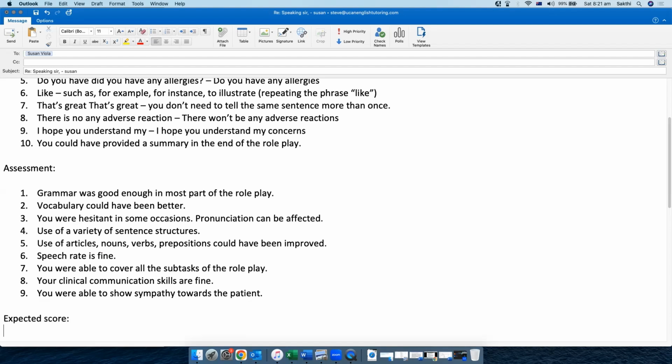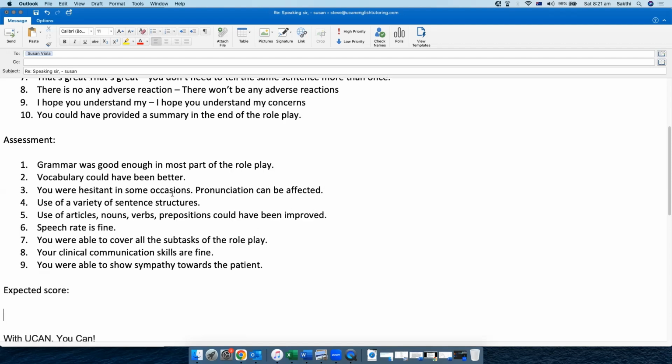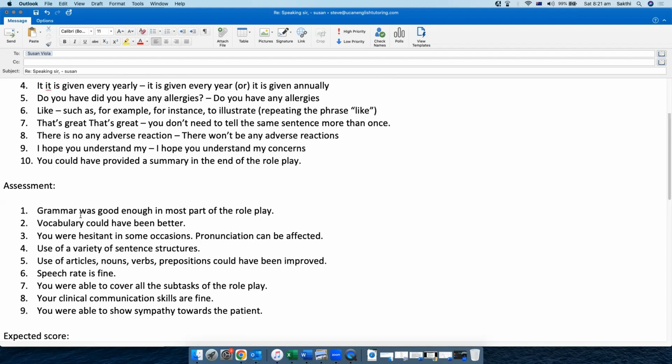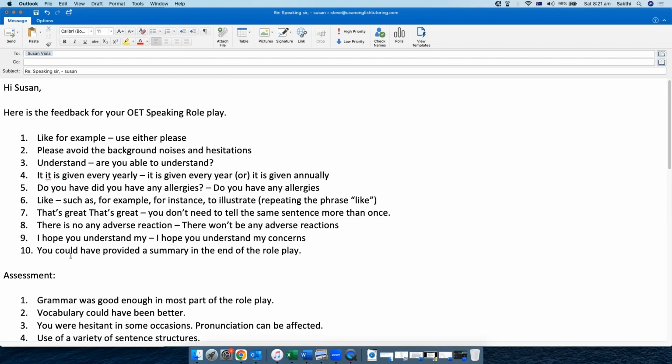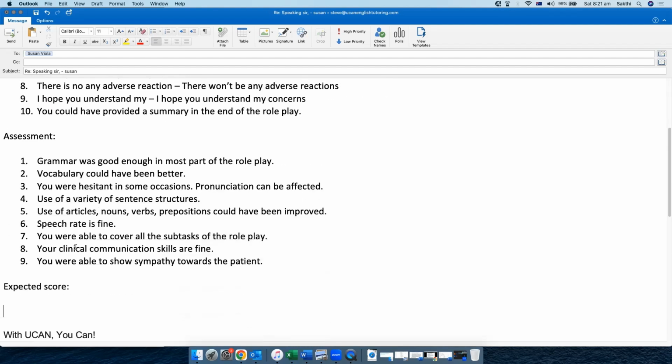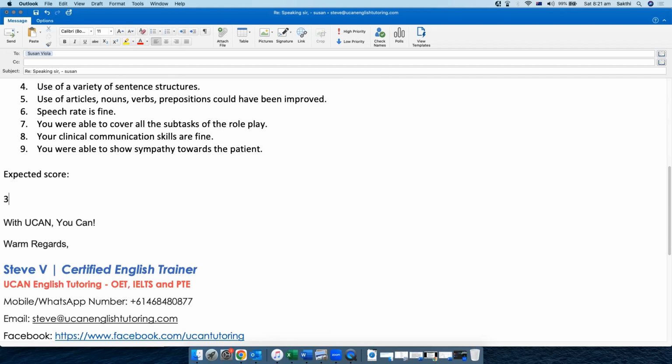So looking at the mistakes as well as the feedback against each criteria, I believe this role play conversation should be able to get you at least 350 out of 500, which is going to be a B grade. And well done, Susan. I'm pretty sure you should be able to pass your OET speaking subtest without any issues.